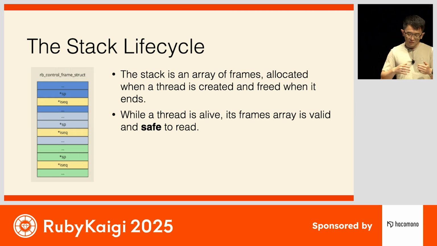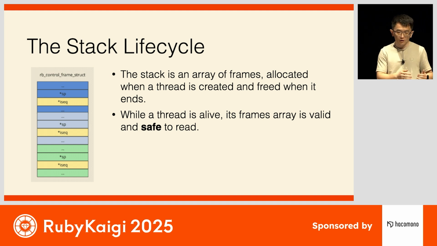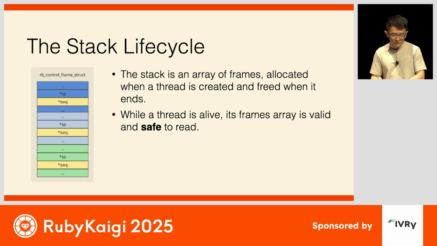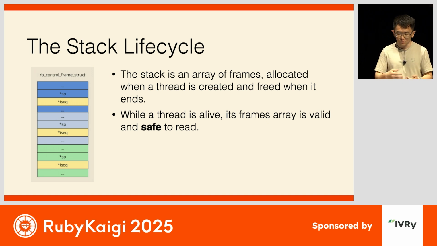But the former step only guarantees that if a frame is alive, we can read it. Now we need to guarantee that we only read the live threads. We know Ruby uses the stack to store those frames, and the stack is a serial array. This array is allocated when Ruby creates the thread and will be freed after the thread finishes its work. So when a thread is alive, its frames array must be valid, so it's safe to read it.